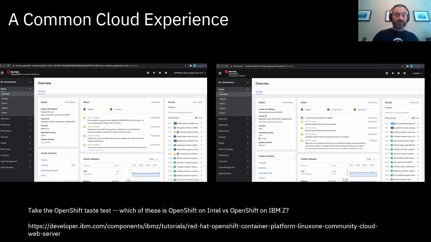We invite you to try it. The Linux One Community Cloud gives you a self-paced tutorial where you can stand up OpenShift and deploy a Liberty workload. Anybody can get free access to an environment and work through the tutorial at their own pace and experience OpenShift on Z for themselves. It is the exact same experience as on any other platform.